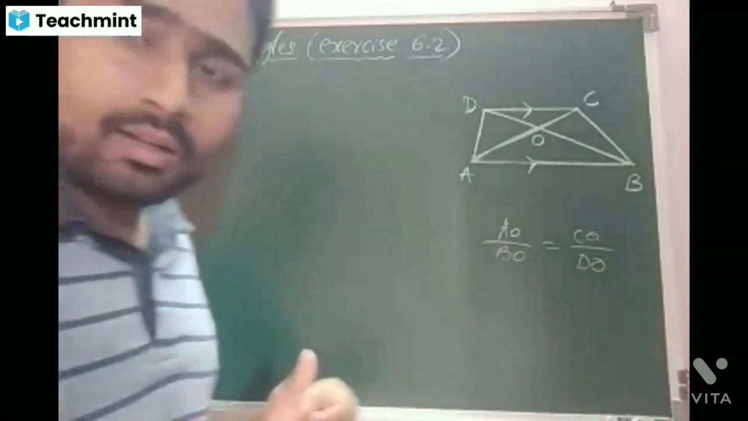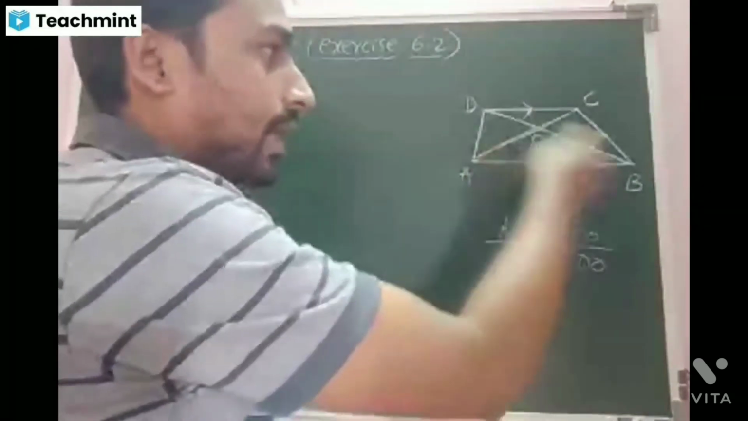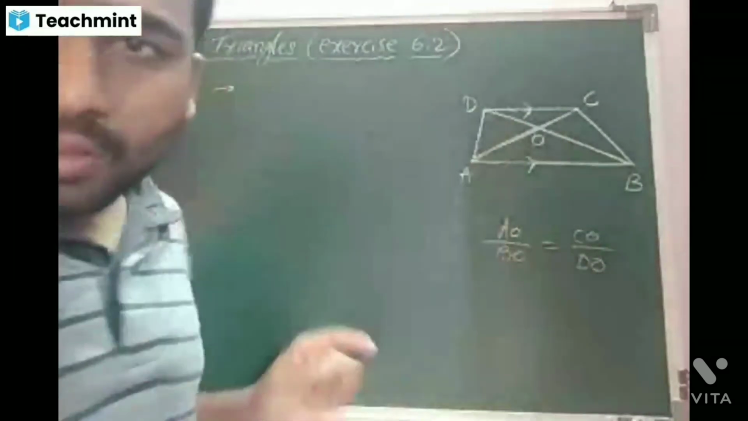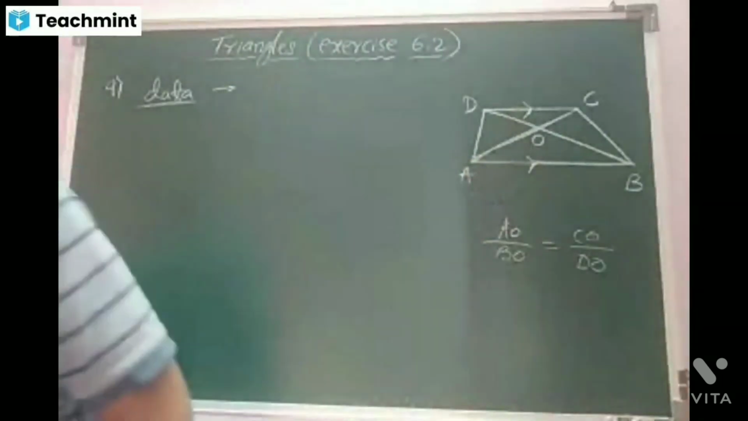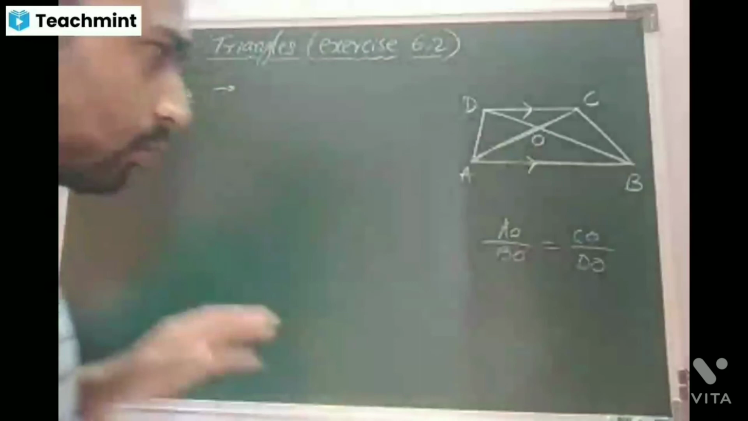Data. But what is the data? They said it is one trapezium and these two are the diagonals intersecting at O. They have not given the diagram, beta? No, this is what we have drawn.